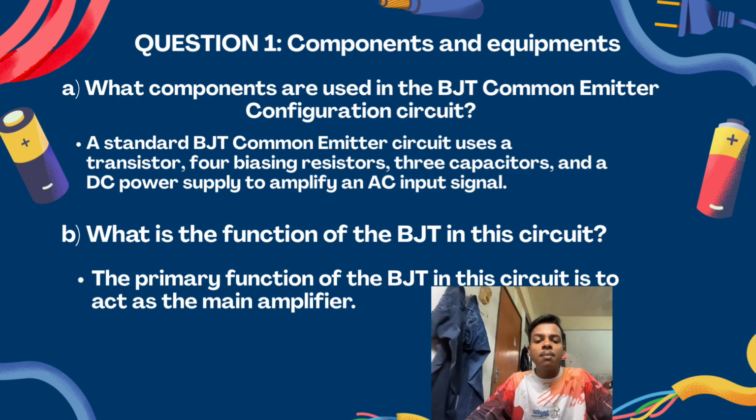B. What is the main job of the BJT here? The primary function of the BJT in the circuit is to act as the main amplifier. It takes a weak signal and boosts it so it can be used by other parts of a larger system.